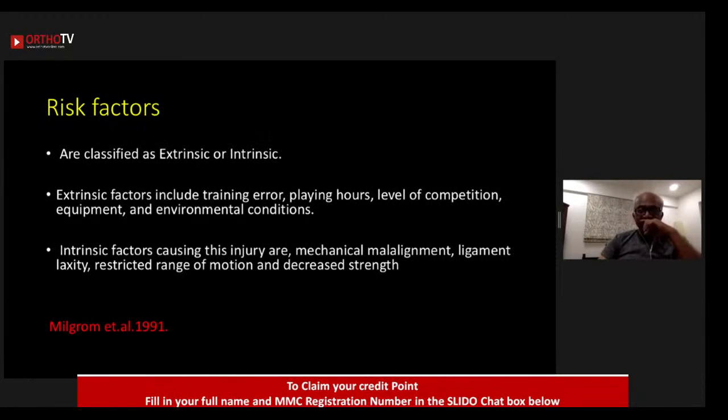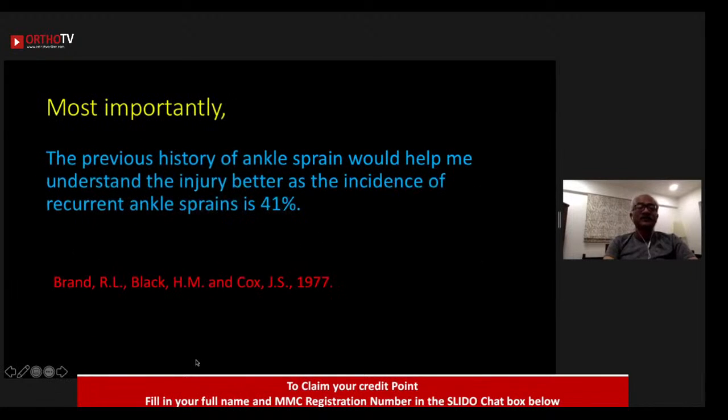Risk factors. Wherever we talk of sports injuries, we have to understand the risk factors associated with the injury, and they are classified as extrinsic or intrinsic. The extrinsic factors include errors in training, long playing hours, the level of competition where the athlete is competing, the equipment used, and environmental factors. Whereas the intrinsic factors are innate to an athlete, such as mechanical malalignment, ligament laxity, restricted range of motion at the ankle, and decreased strength. In any ligament injury, we find these intrinsic factors come into play, similarly so in ankle sprains.